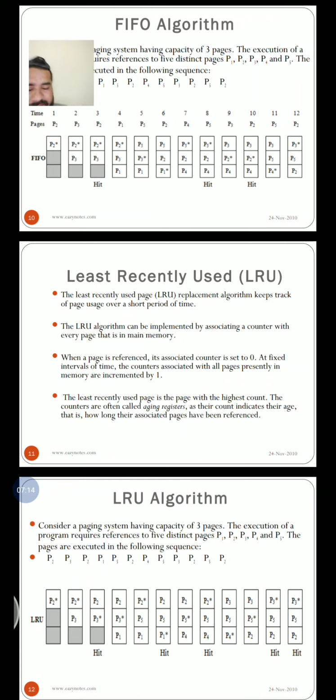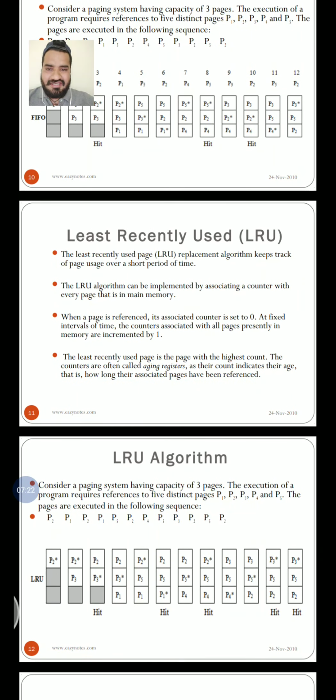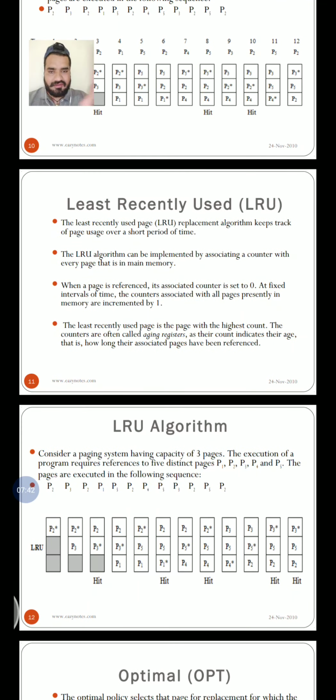The same page replacement can also be executed by using the concept of least recently used. What is least recently used? The least recently used algorithm keeps track of the pages used over a short period of time. It will replace that page which is least recently used by the CPU. Clear? The pages which are recently used by the CPU will not be replaced.